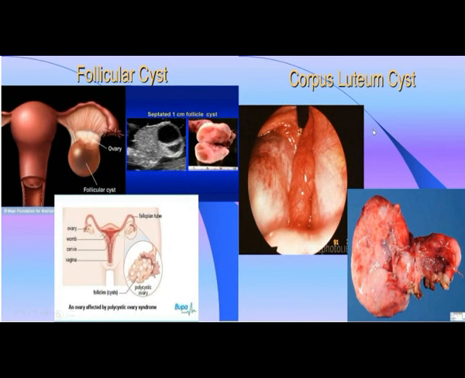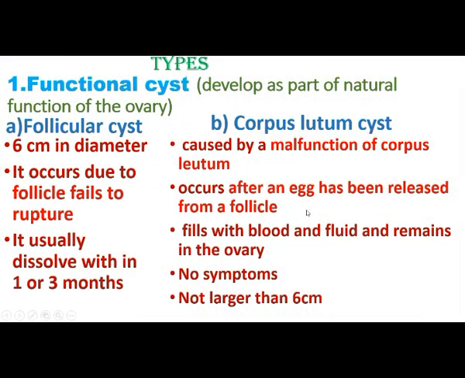First is follicular cyst. This is the follicular cyst. This is the corpus luteum cyst. First, we can see the functional cyst. Different types of ovarian cyst. First is the functional cyst. Functional cysts develop as part of the normal function of the ovary. The normal function of the ovary is the development of the follicle, maturation and release of the egg. So in the normal cycle, when a cyst develops, that is known as functional cyst. It can be classified as follicular cyst and corpus luteum cyst, as we just saw in the picture.